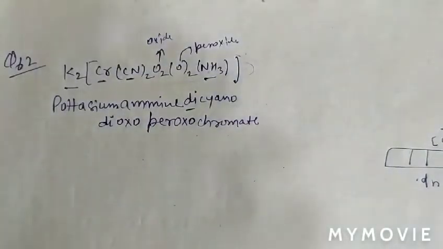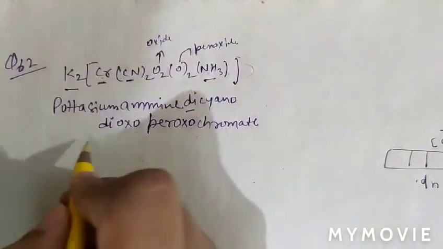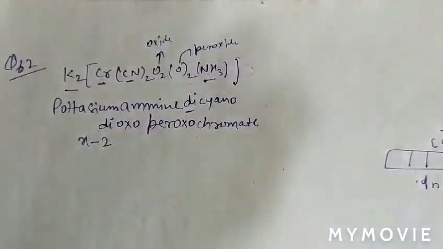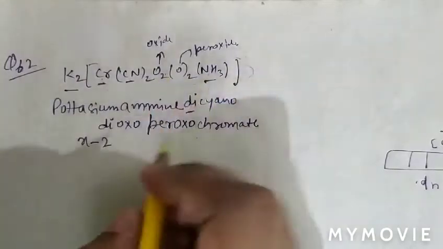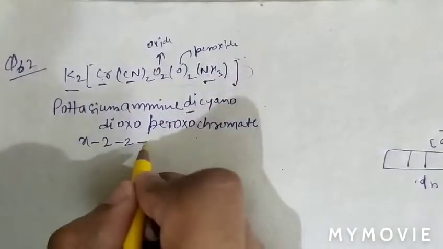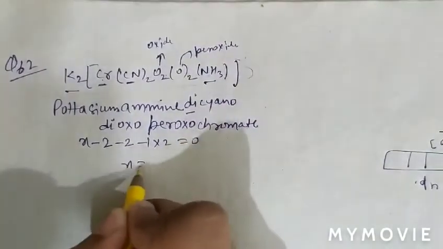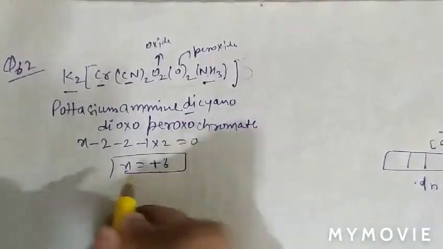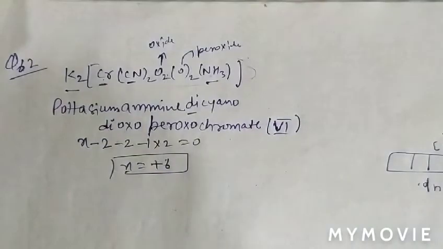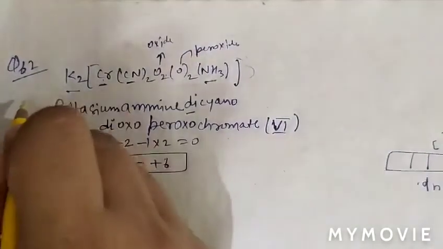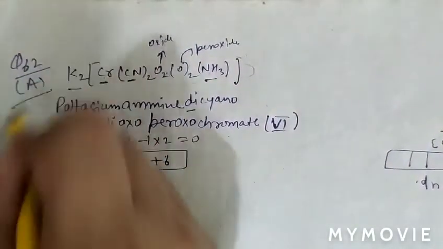Now the oxidation number will be x minus 2, and oxygen is also given there, so it will be oxide in the form of minus 2, and peroxide is minus 1 into 2, so x will be equal to plus 6, so chromate(VI). So for question number 62, answer A is correct.